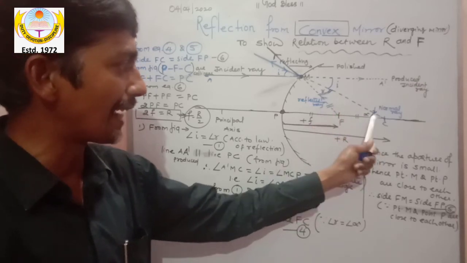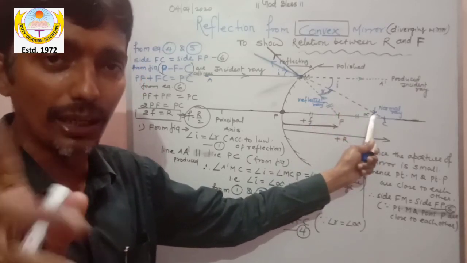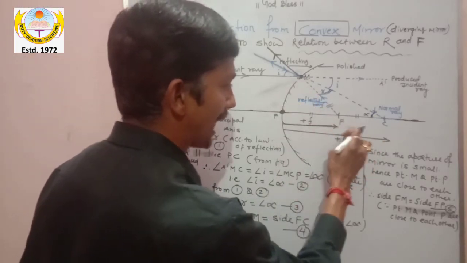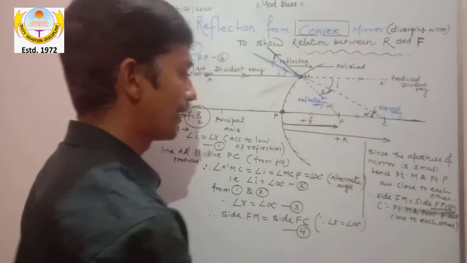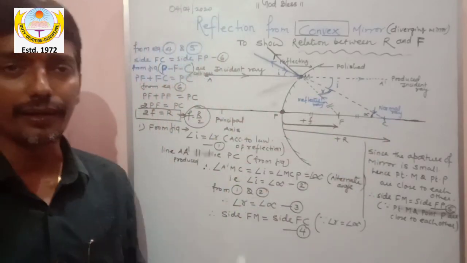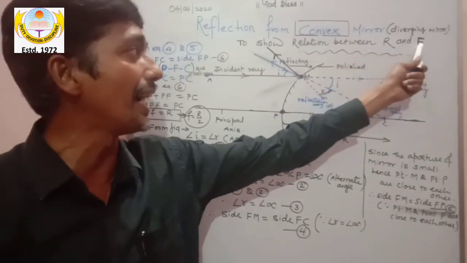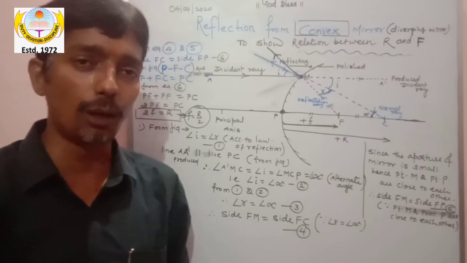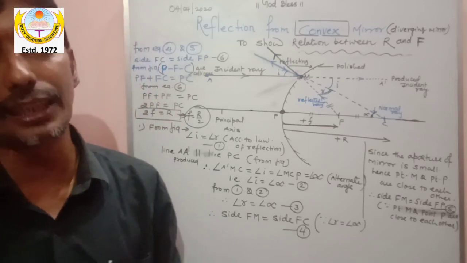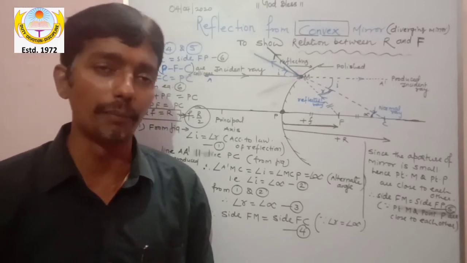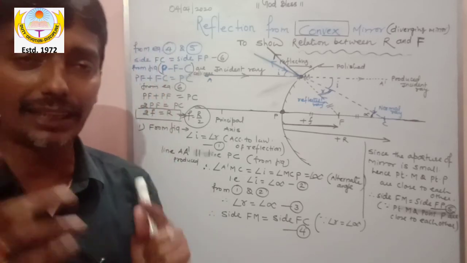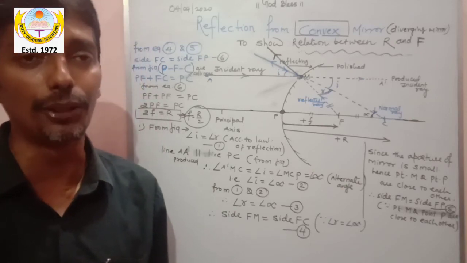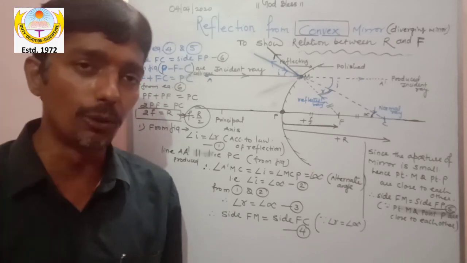Since angle R and angle alpha are equal, what is the second concept? Side MF and side FC are equal. So my dear, with this, you can get the relation between R and F for a convex mirror. Here I will end the topic, and tomorrow I will give you knowledge about the mirror formula in my video. Everybody at home, just go on doing these topics which we are uploading for you on YouTube, and from there make proper notes.